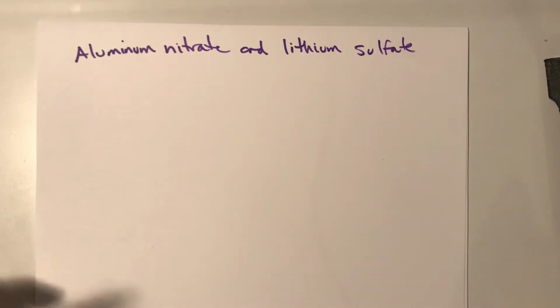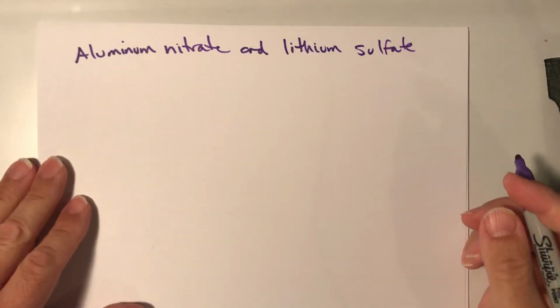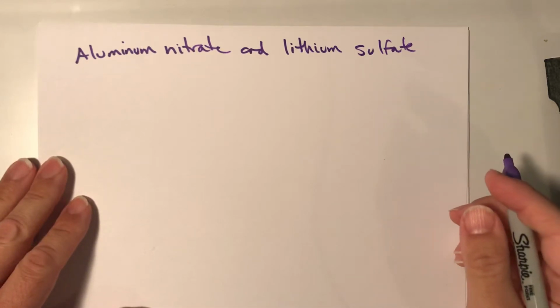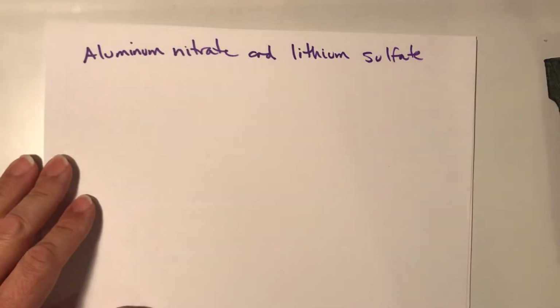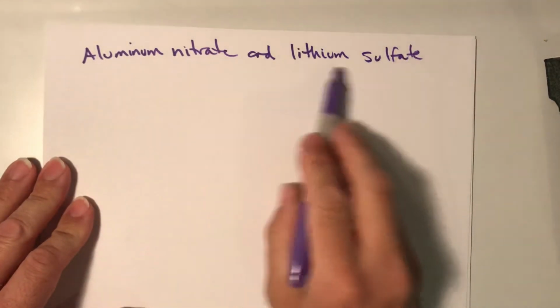Hi everyone, this is a video to demonstrate how to balance reaction equations. We're going to do a couple of different examples. The first one is reactions between ionic compounds. So I've selected two ionic compounds as an example. We're going to write the equation for the reaction between aluminum nitrate and lithium sulfate.